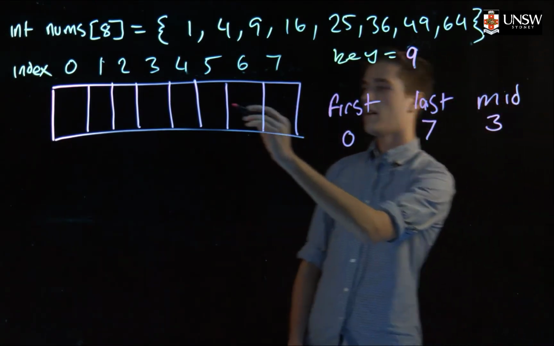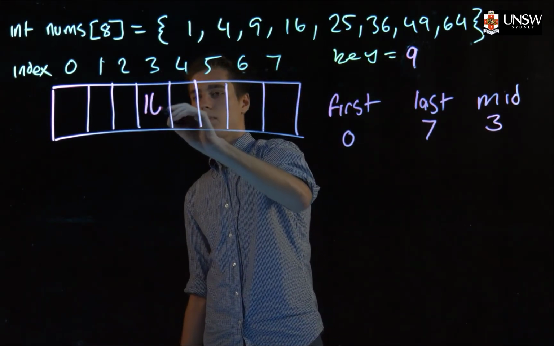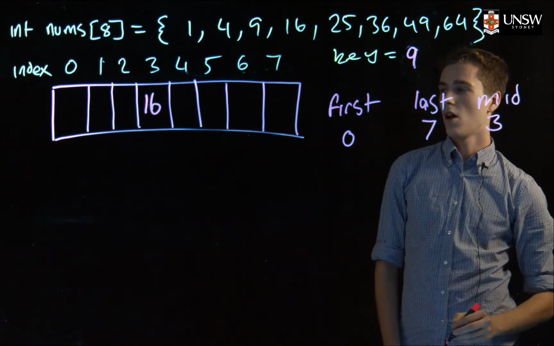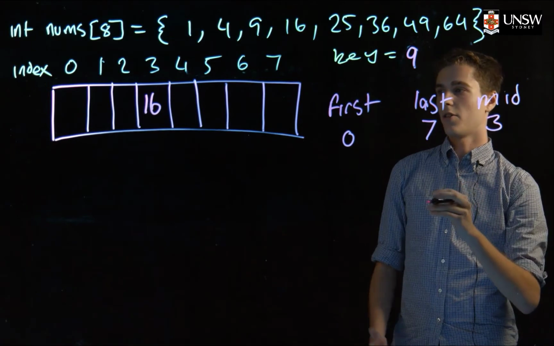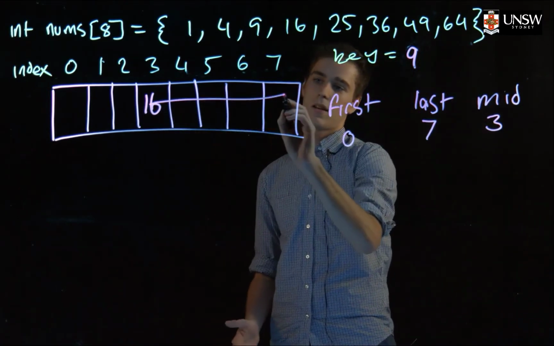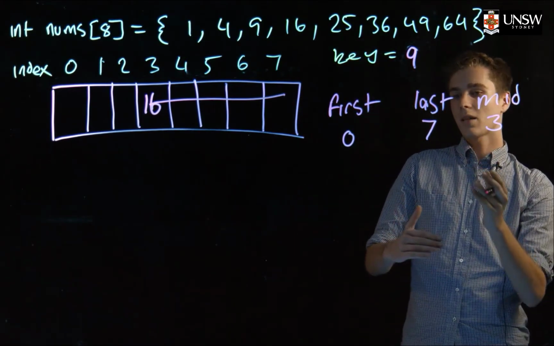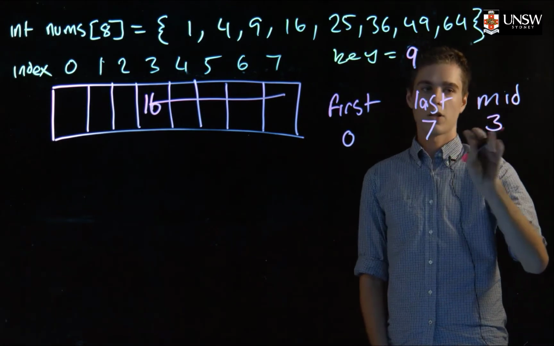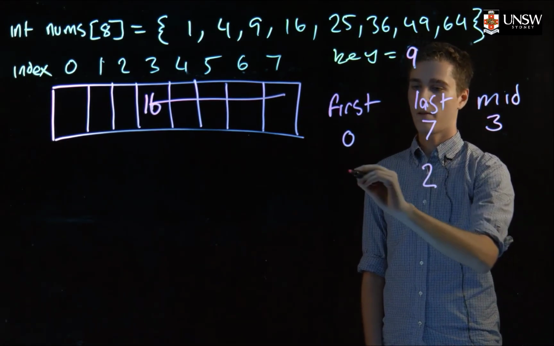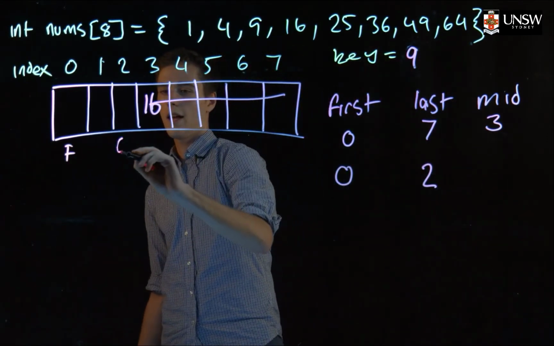So we'll go over to index 3, and in 3, we have the number 16. Now we're looking for 9, and 9 is less than 16. So now we're going to move our last number. We're going to discard this, and just look in those last 3 boxes there. So our last becomes the mid minus 1. Our previous mid was 3, which makes our new last 2, and the first doesn't change. So in this, we have first here and last here.